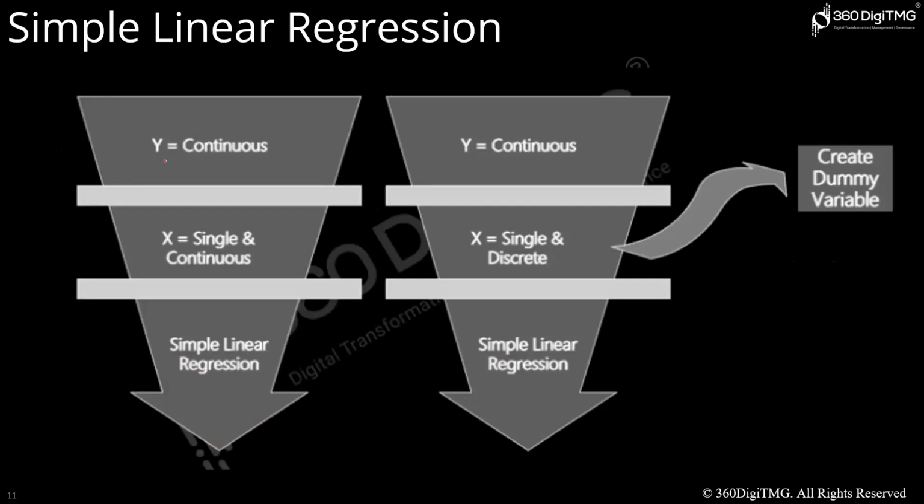So if you have y as continuous data and x as single and continuous data, then you directly go to simple linear regression. However, if y is continuous and x is single and discrete, then you create a dummy variable, and after creating a dummy variable, you go to simple linear regression.